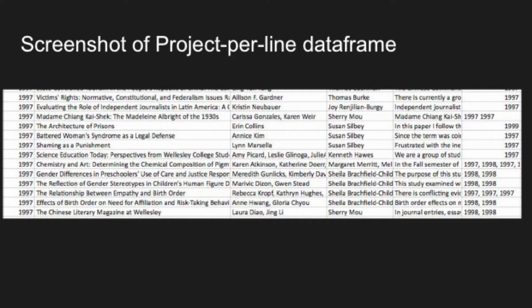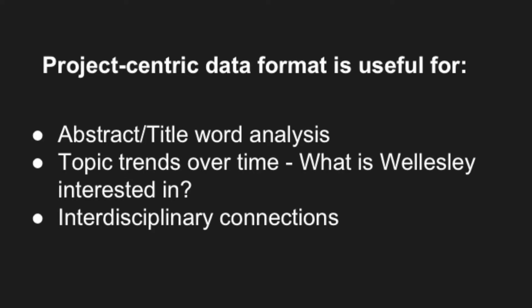So finally, after a lot of scrambling and fixing small bugs and compiling issues, we got a manageably clean sheet. Definitely not perfect, but it's about 3,000 lines long, 20 years of data. And each line is a distinct presentation. In this format, we were able to do a lot of project-based analysis, like word-based analysis, such as the word clouds that you saw before. We can study topic trends over time, answering the question, what is Wellesley interested in talking about? How have those interests changed over time? And also study the interdisciplinary connections evidenced by student collaboration in Ruhlman projects.